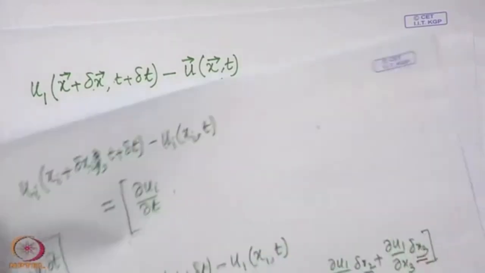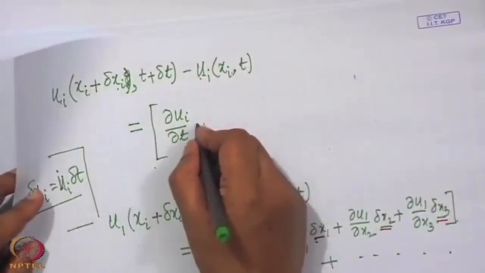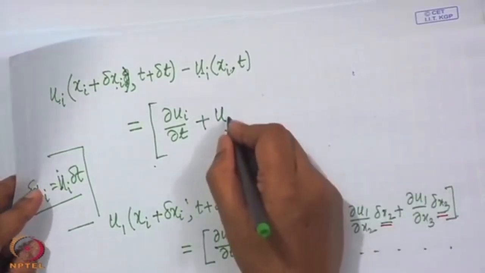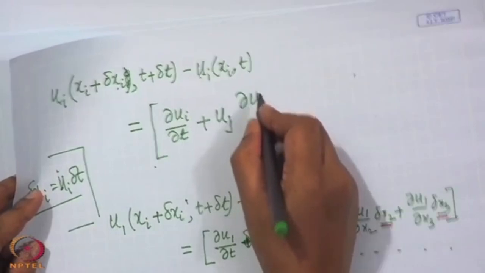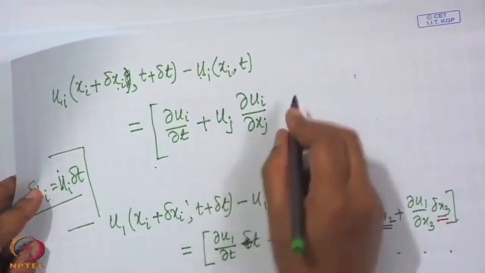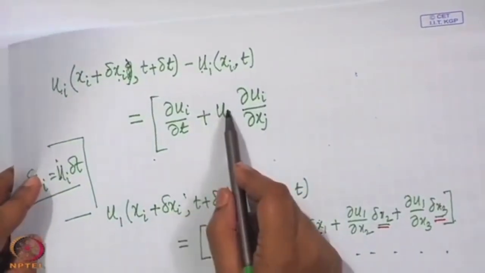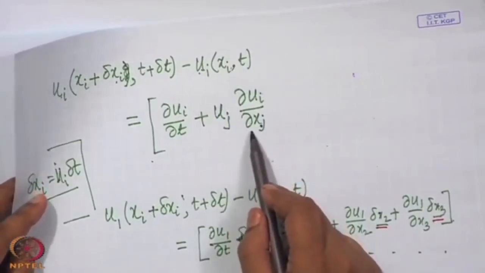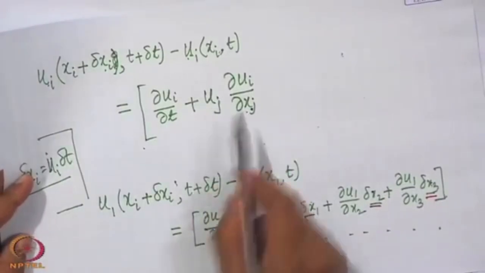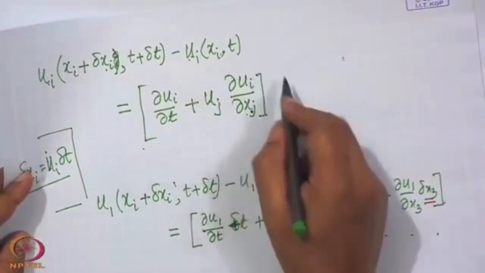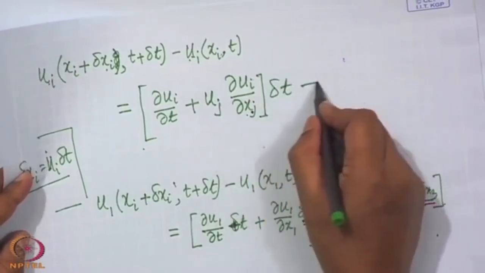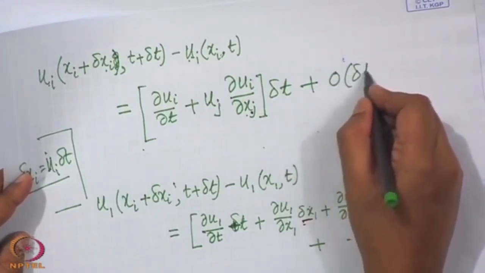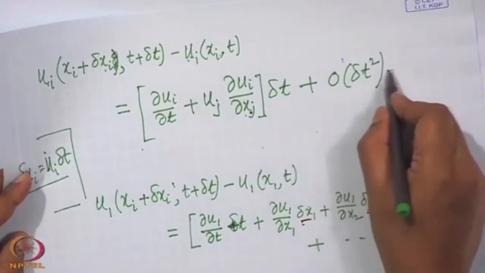So now we can come back here and complete this equation. Instead of writing all those terms, we can write, if you look at that, uj dui/dxj. Agreed? This multiplying u has the same index as the x, meaning it is a sum over them, and we are getting all these three terms by writing this into delta t, plus something which is of the order of delta t square and so on.